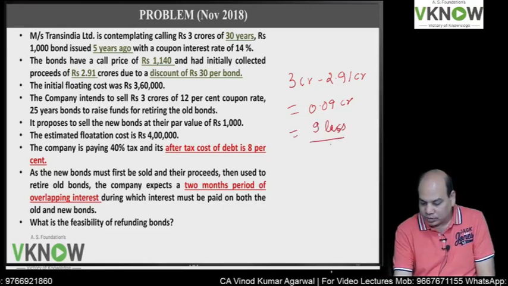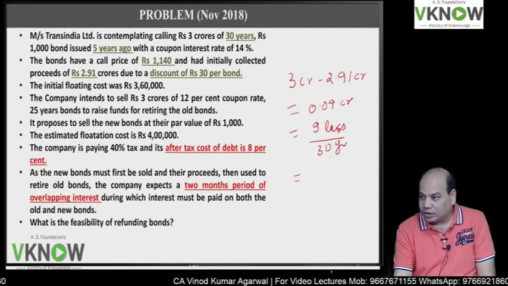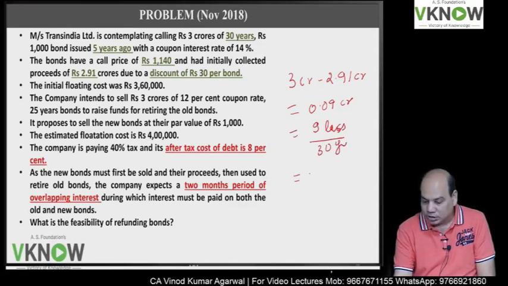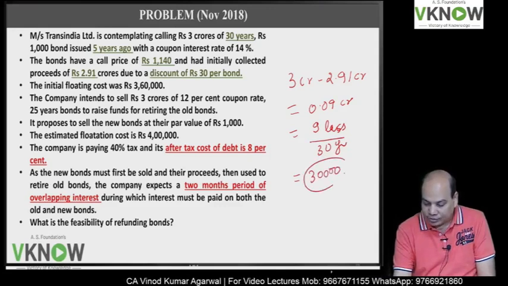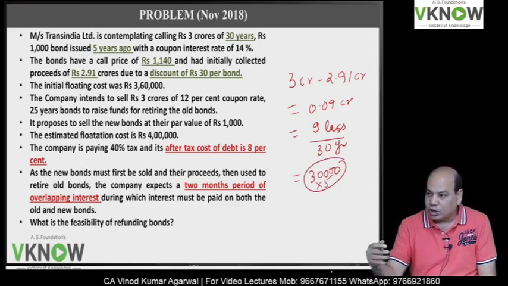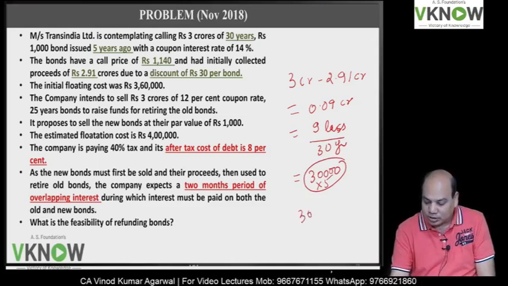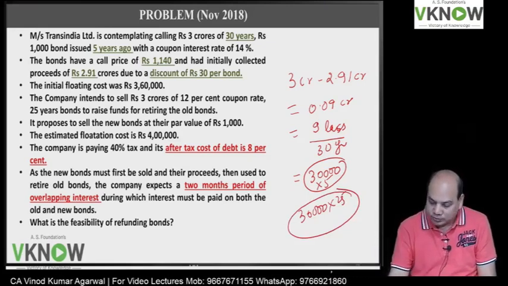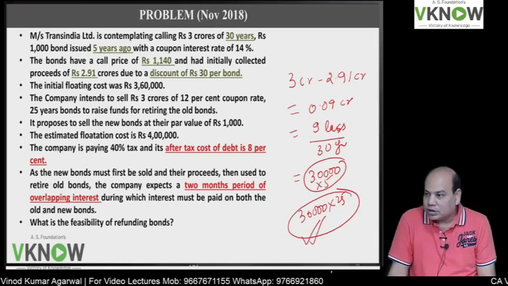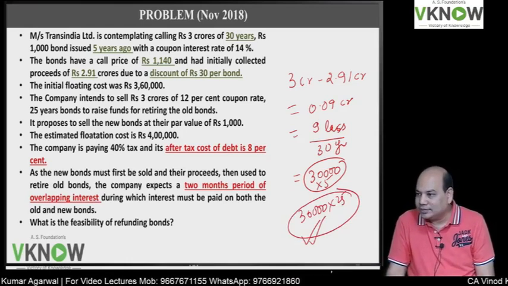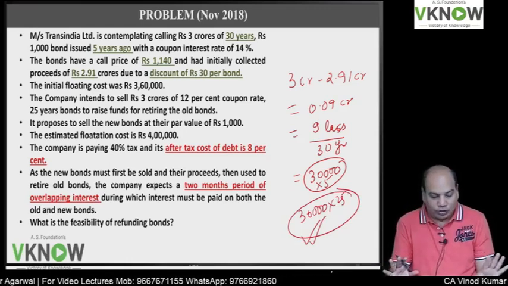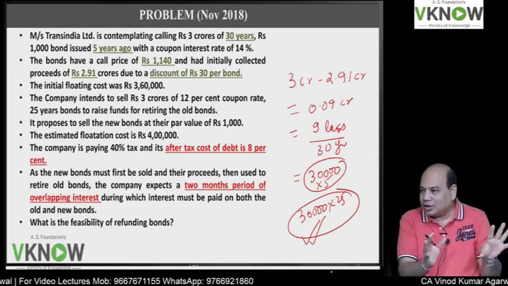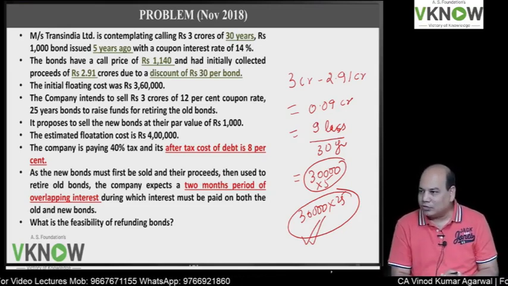Yes or no? Divide by 30 years. So they are amortizing every year how much? 9 lakh divided by 30, that is 30,000. So 30,000 into 5 they have already amortized. But 30,000 into 25 is still to be amortized. So when you are going to redeem the old bond, you are going to write off this unamortized discount immediately. Correct? When the bond is not there, the related unamortized discount will not be there, it will be written off.